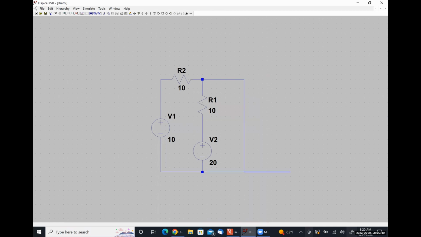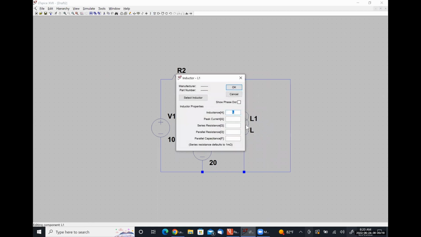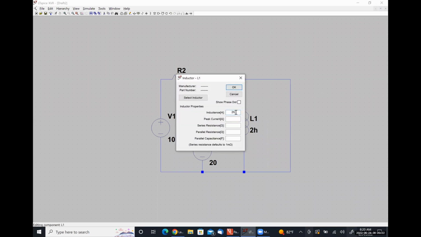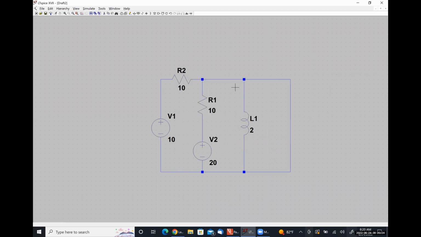And I'm just drawing the branches where I'm going to place my capacitor and my inductor. So we have a 2 Henry inductor. Excuse me, I shouldn't have put that H there. And we also have a 10 millifarad capacitor.